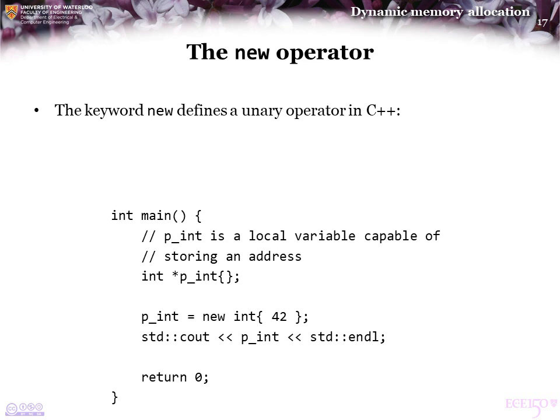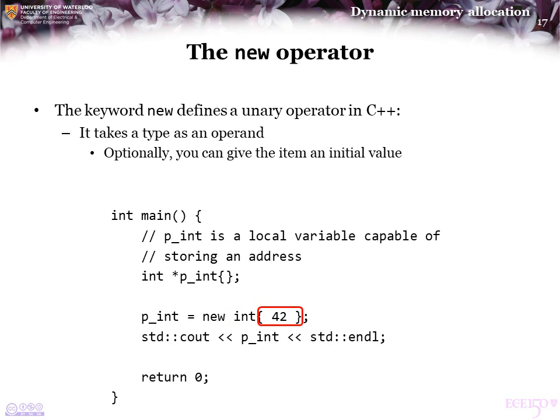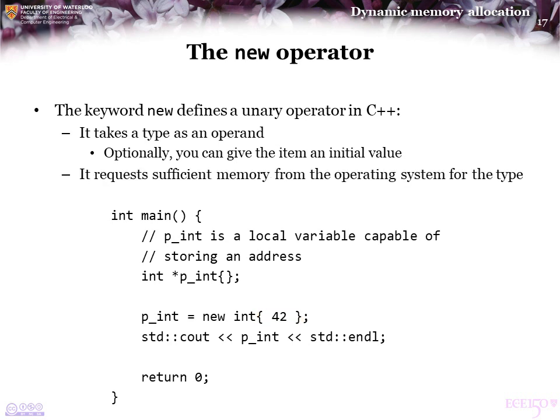The keyword new defines a unary operator in C++. Being a unary operator, it only takes one operand, but that operand is going to be a type. In addition to the type, it may also take an initial value, although as we've seen in this class, you should always initialize everything where possible. Now, when this call is made, it will request sufficient memory for the type in question to the operating system. It returns the address supplied by the operating system. All right, let's see this in action.